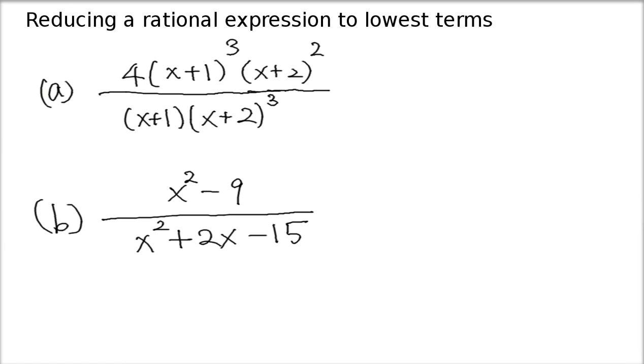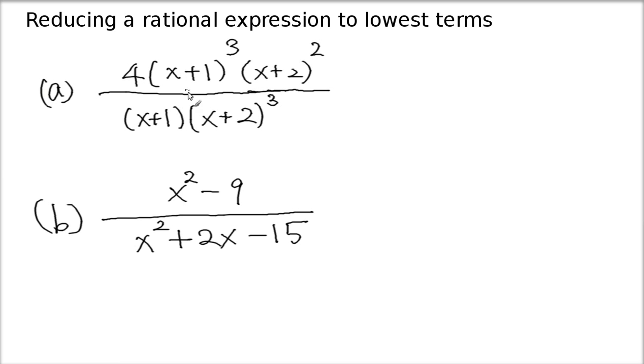In this video, I'm going to explain how to reduce a rational expression. The basic idea is, if you see a factor in both the numerator and denominator, you can cancel them out. So look at the first example.